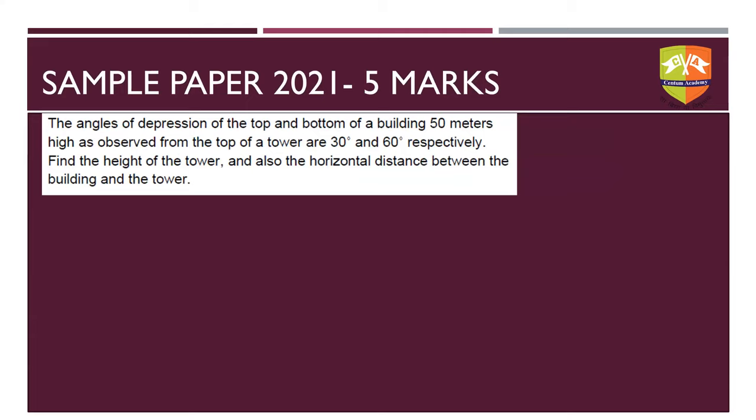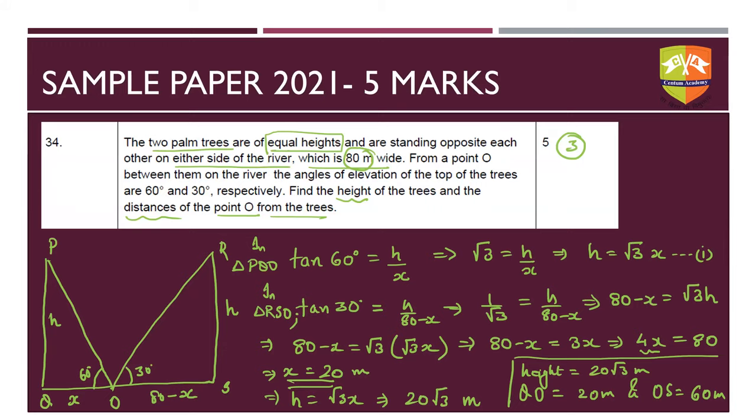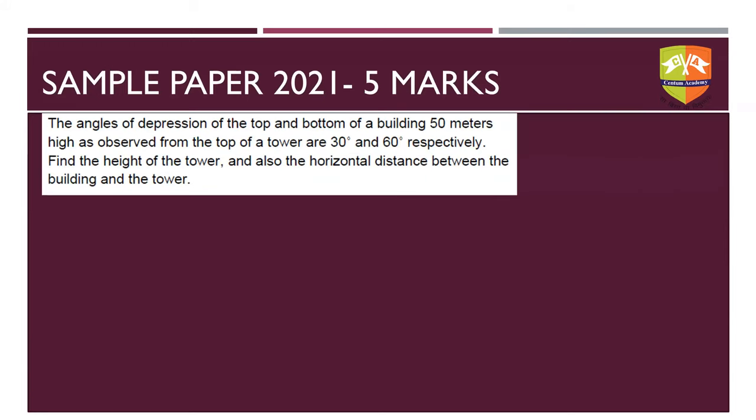Here, thankfully they are going to give you OR. So the first part you saw, and the second is OR; either you do the previous one or this one. The angles of depression of the top and bottom of a building 50 meters high, as observed from the top of the tower, are 30 and 60. Find the height of the tower and also the horizontal distance between the building and the tower.